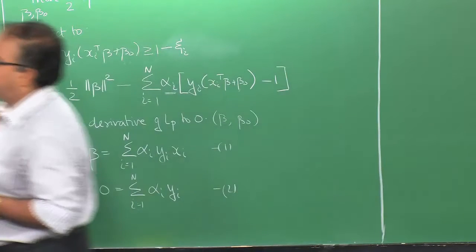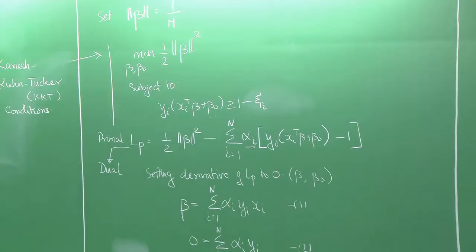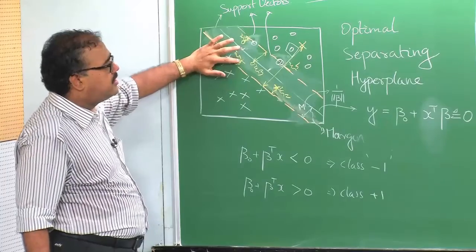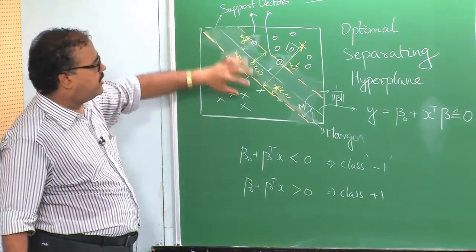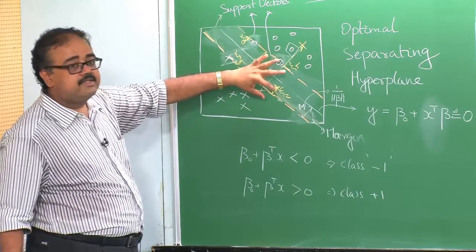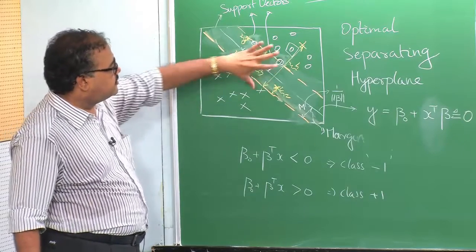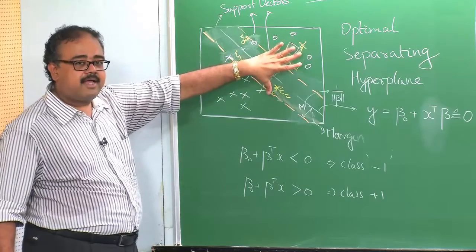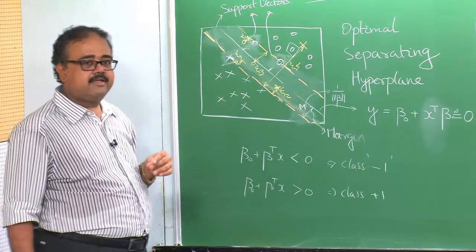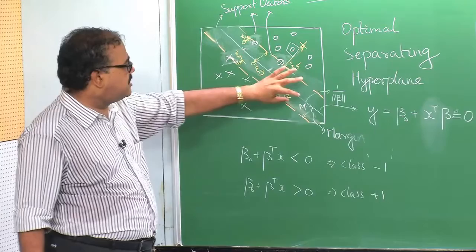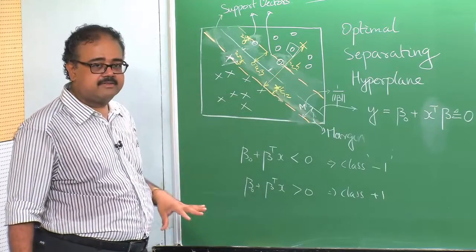So, if you look at the first data point I drew here, it has a slack of zeta 1, and the second data point has a slack of zeta 2, and this one has a fairly large slack, but still it is possible under the circumstances. So, this allows me to have a larger margin.